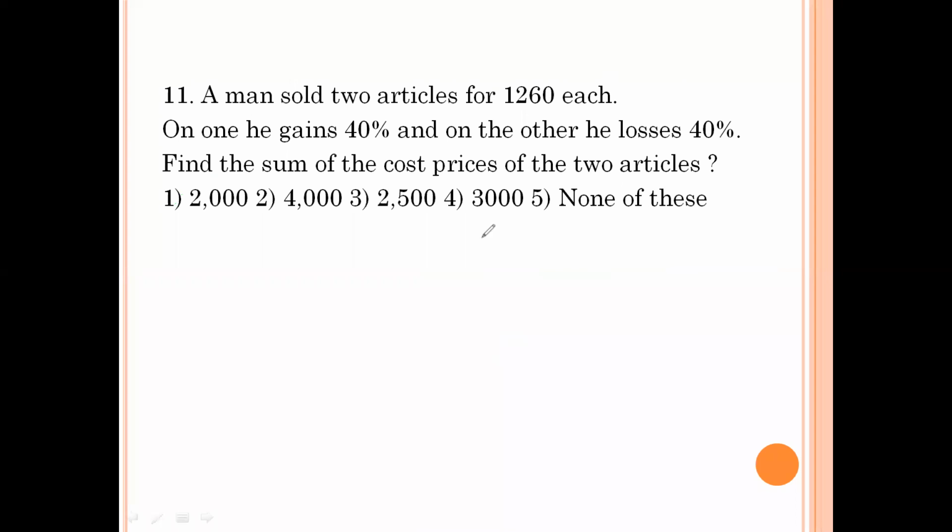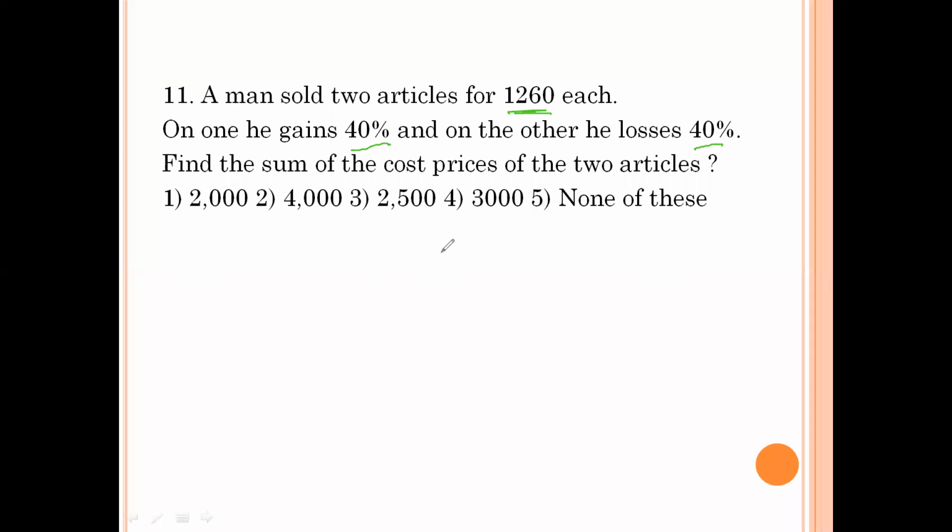A man sold 2 articles for 1260 each. On one he gains 40% and on the other he loses 40%. Find the sum of the cost price of the 2 articles. So he sells each of the 2 articles for 1260. On one he gains 40%, on the other he loses 40%. Find the sum of the cost price of 2 articles.